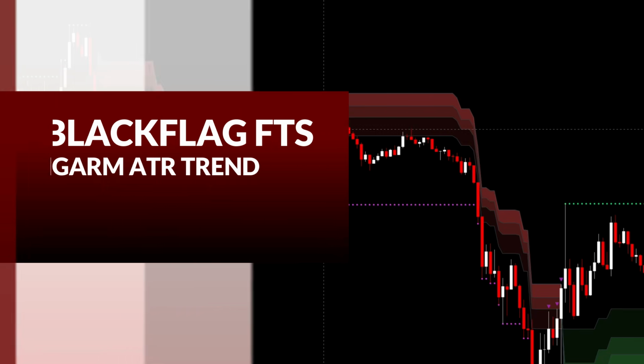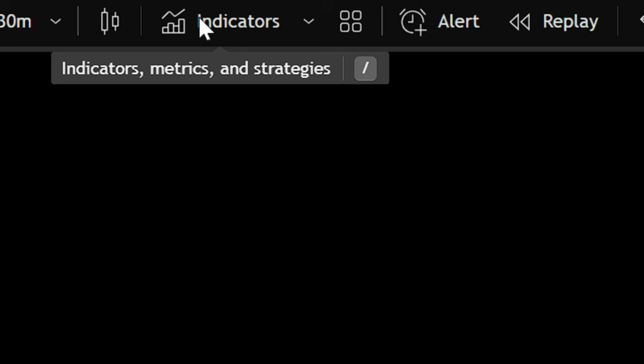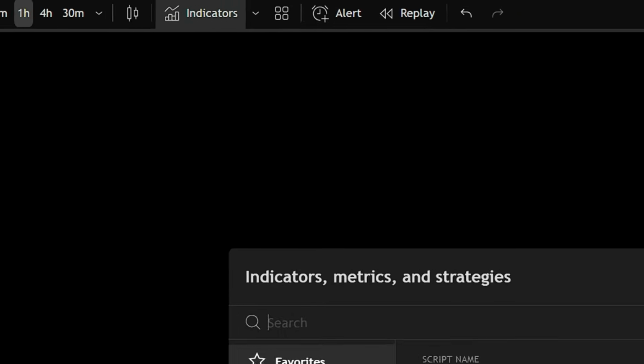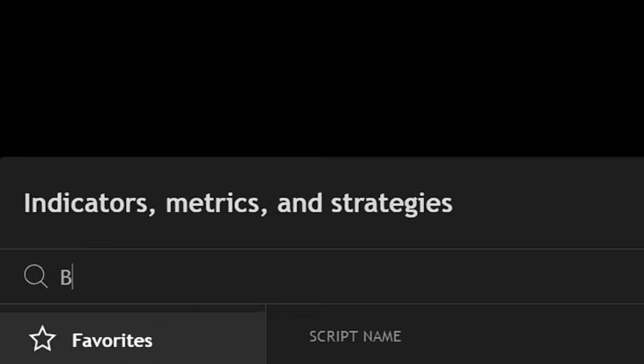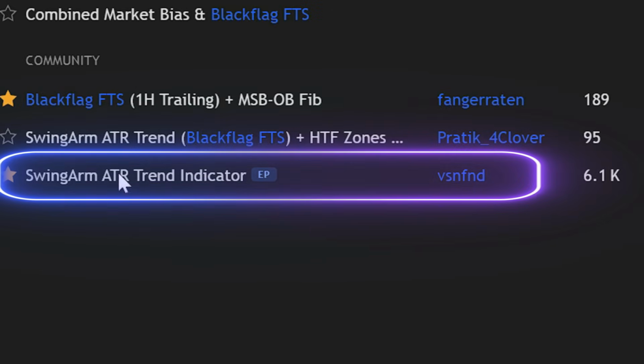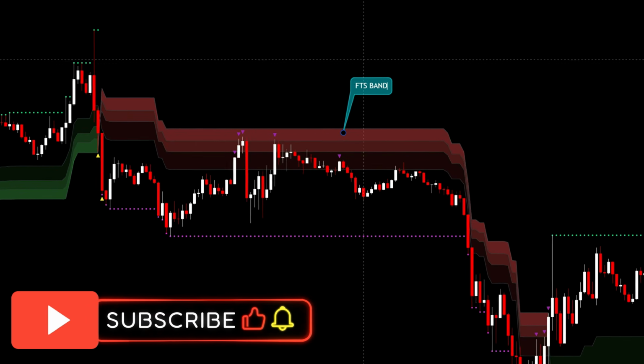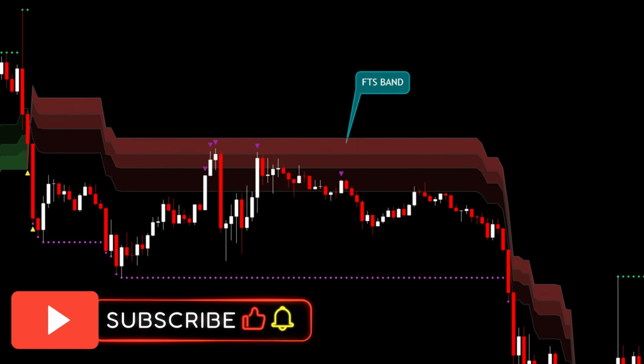Let me show you. This is the Black Flag FTS indicator, also called Swing Arm ATR Trend. Adding it is simple. Search the name, drop it into the chart. And you'll see a colorful band appear. That's the FTS band, and it's what we care about. There are a lot of settings, but I only touch a few.